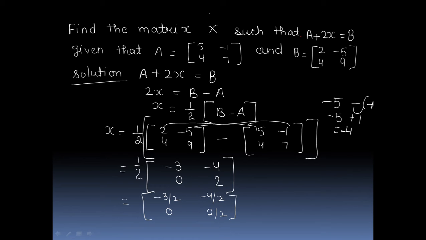Which value is cut? That value should be cut. 2 2s are 4, 2 1s are 2. Now finally we get the result: minus 3 by 2, minus 2, 0, 1. This is your answer for X, because in this question they ask what is the matrix X. Like this, we can solve such equations.